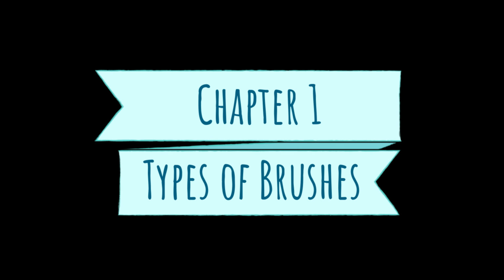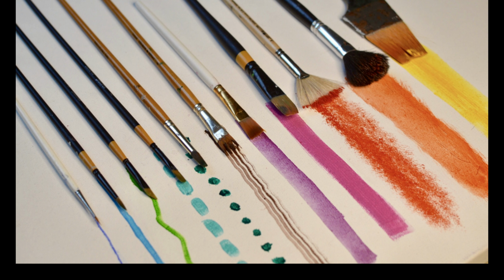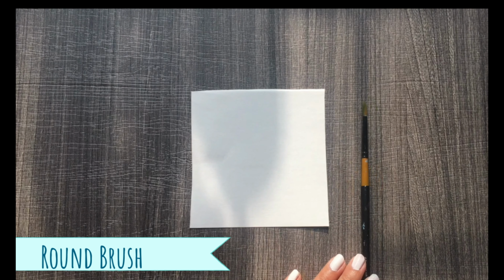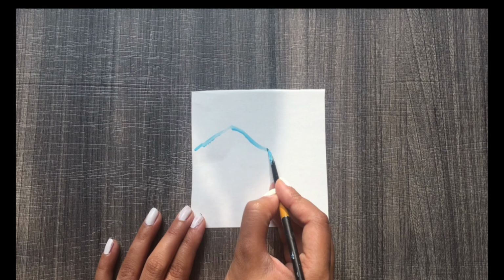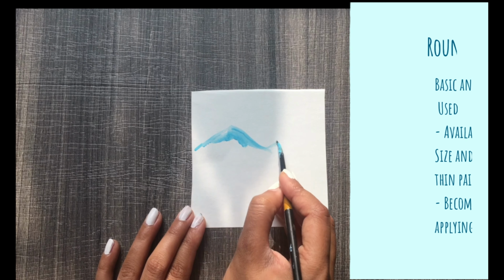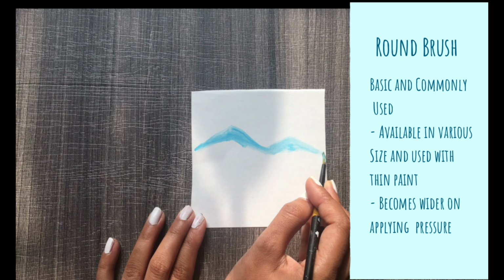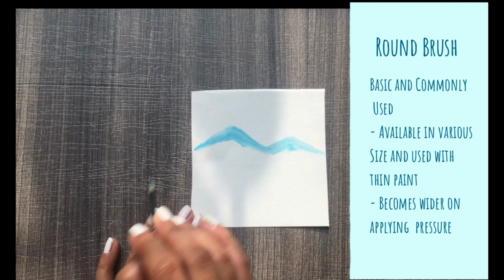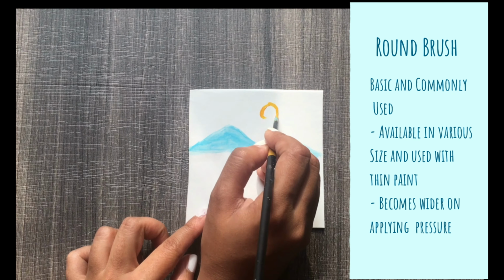So today we are going to learn about various types of brushes. Let's get it started. The first type of brush is the round brush. The one which you guys are watching is a medium-sized round brush. A round brush is basically the most commonly used brush. It's available in various sizes and it's used with a thin texture of paint which becomes wider on applying pressure.